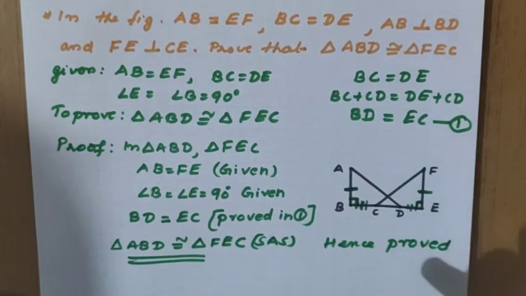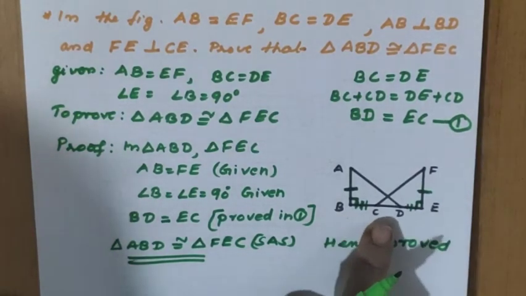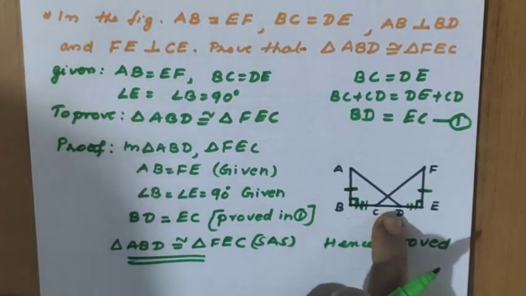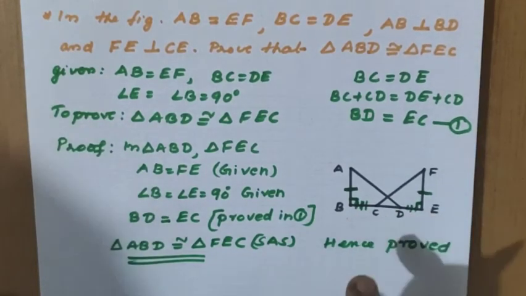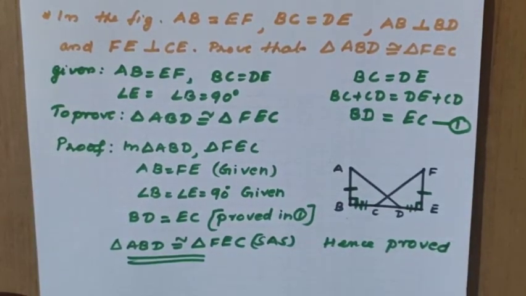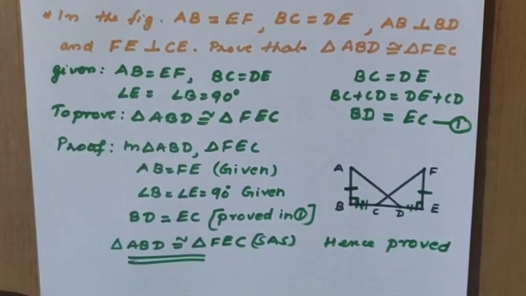Clear? So we are not having the equal side. We added the equal side CD on both the sides for making BD as well as CE the second equal side. So this is the criteria we should write. By this we are getting triangle ABD congruent to triangle FEC by SAS criteria.